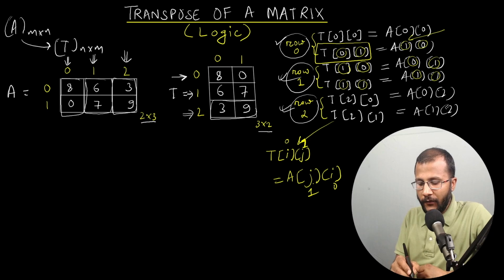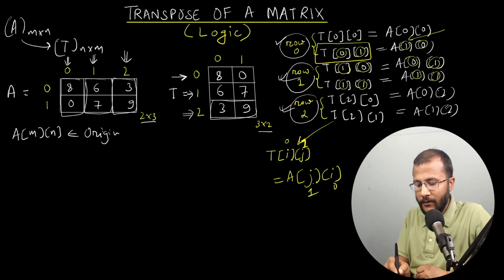First of all, if you are given the matrix A of dimension m cross n, with m number of rows and n number of columns, this is my original matrix. What is the dimension for your transpose matrix? Let's say T is the transpose matrix. The dimension would be n number of rows and m number of columns. So this is my transpose matrix.